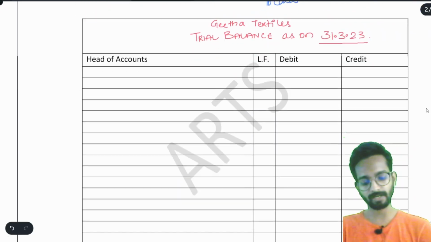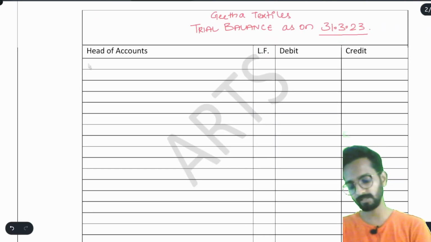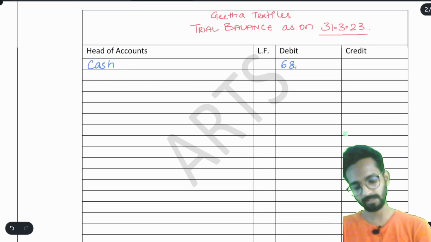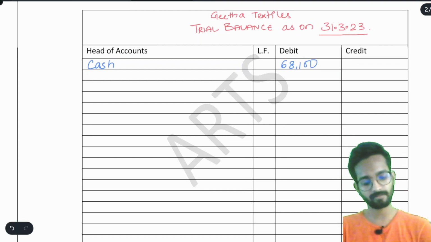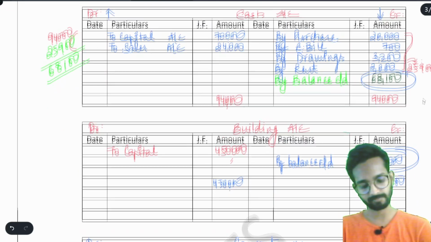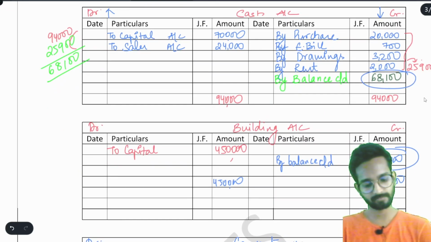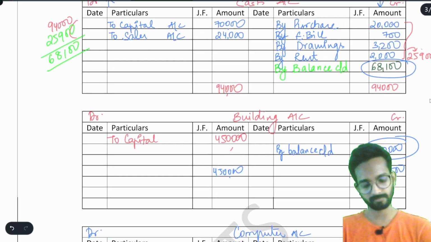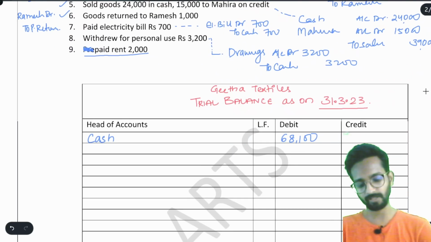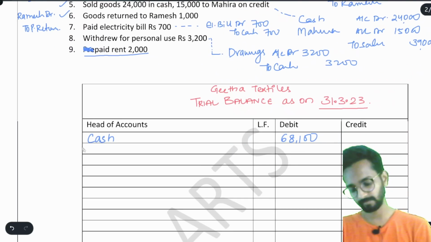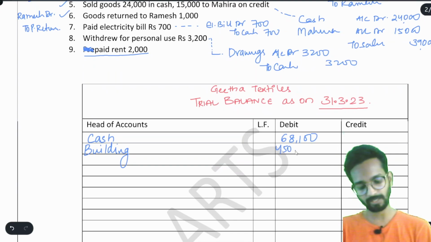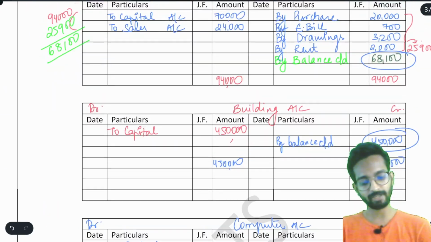We will go in our trial balance now. We will write here first item cash 68,100. Now after that, building 4,50,000. Remember this, I am telling you again, I am writing on the debit side.